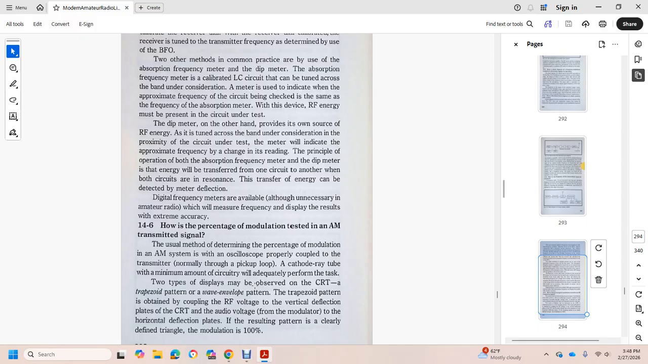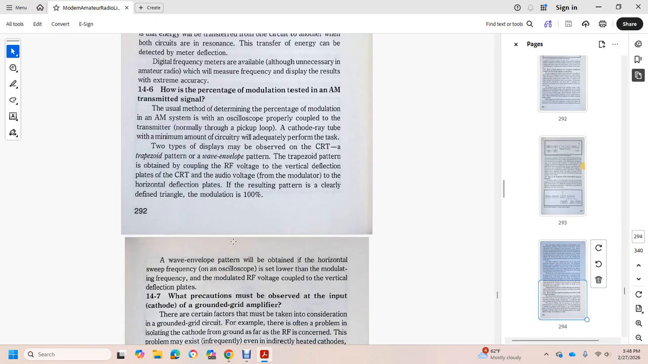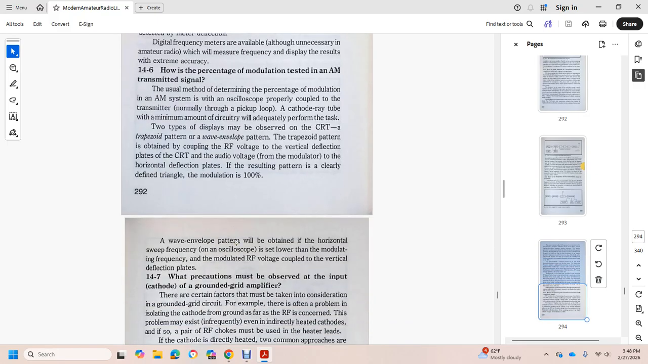The display on the cathode ray tube shows the wave envelope pattern, the trapezoid pattern, obtained by coupling the radio frequency voltage to the vertical deflection of the cathode ray tube and the audio voltage from the modulator to the horizontal deflection plates. The result is a clearly defined triangular pattern for 100% modulation. The horizontal sweep frequency of the oscilloscope is set lower than the modulation frequency, with the modulated radio frequency voltage coupled to the vertical deflection plates.